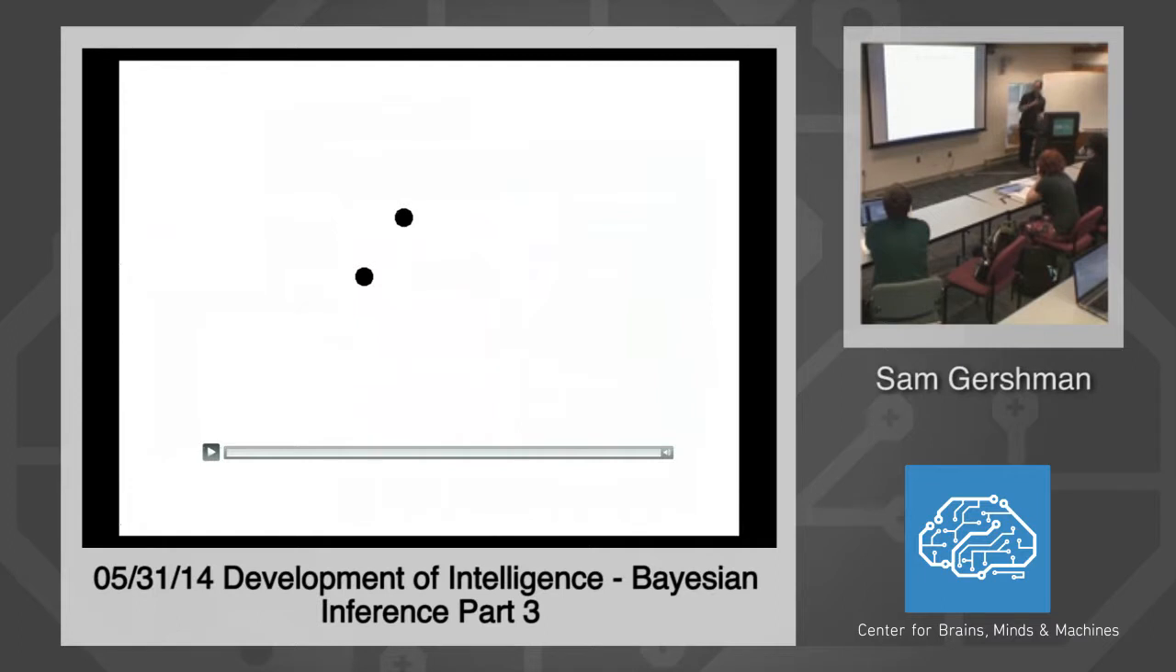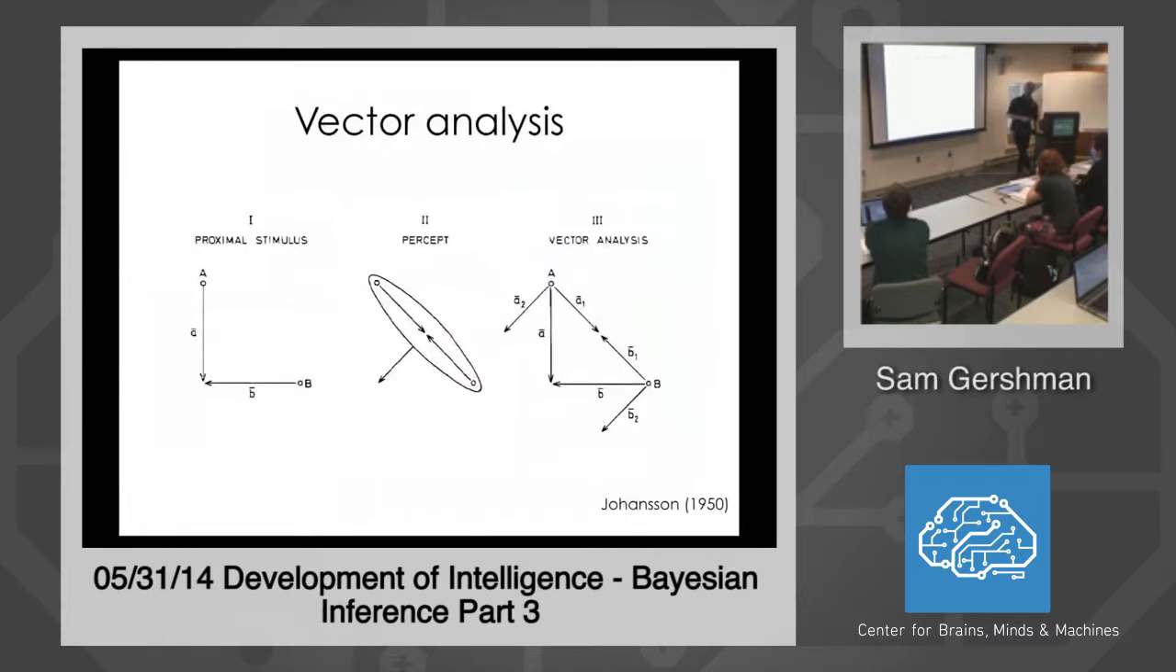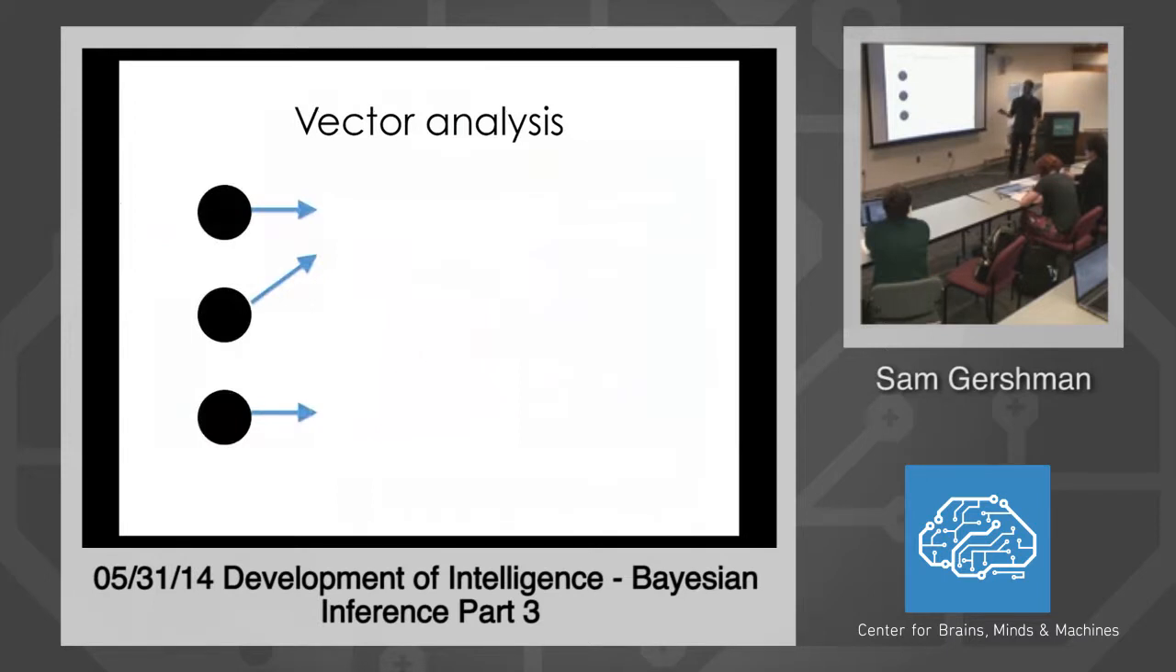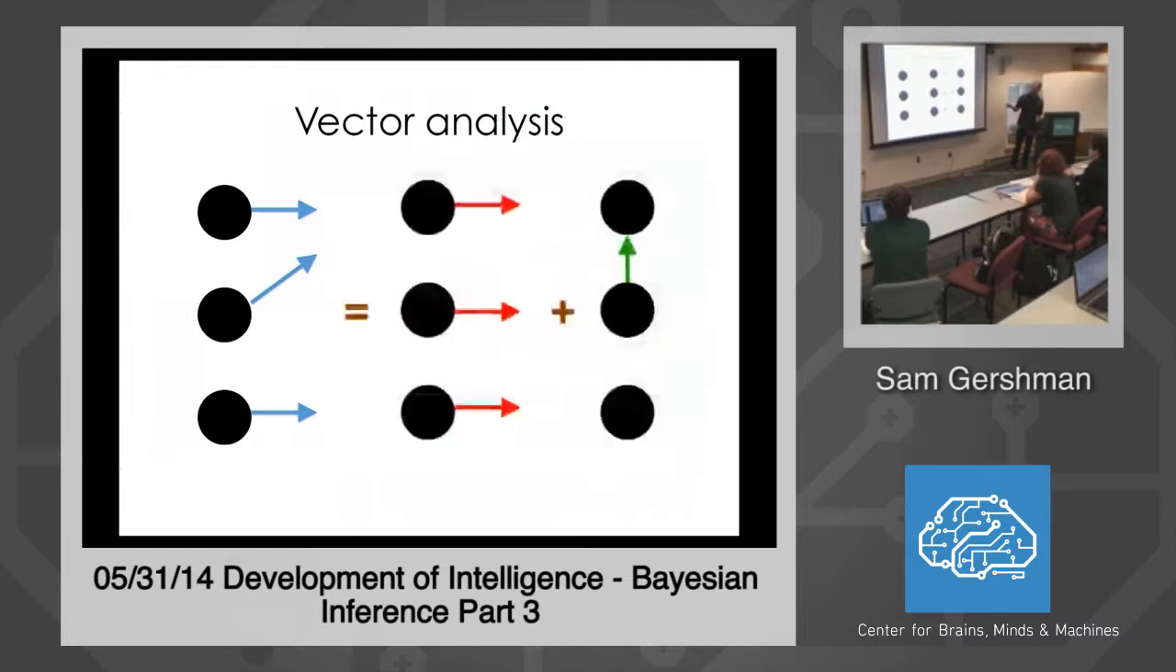And Johansson, in addition to laying some of the empirical groundwork for these ideas, also laid the theoretical groundwork. In particular, he had this idea of vector analysis, that what you do when you see these dot configurations is that you basically extract the common motion of the configuration, and then analyze the relative motions. So what you're actually perceiving is the relative motion with the common motion subtracted. For example, in the first dot configuration that I showed you, vector analysis would take this pattern of observed motion vectors, and decompose it into the sum of this horizontally translating motion plus this vertical motion that's specific for this middle dot.